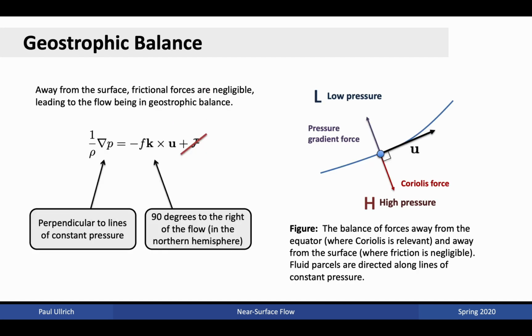All right, let's consider for a moment the special case of zero friction. Recall that in this case, we end up with geostrophic balance. Under geostrophic balance in the northern hemisphere, we have a pressure gradient force, which is directed to the left of the direction of the flow, and we have a Coriolis force, which is directed to the right of the direction of the flow. These two forces, when in balance with one another, produce flow along lines of constant pressure.